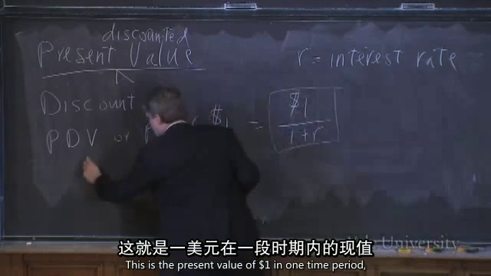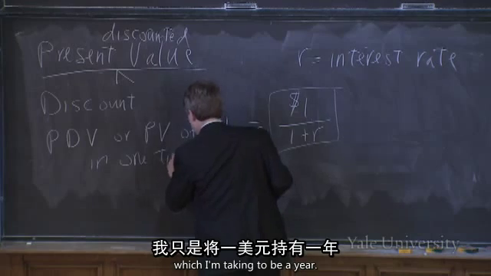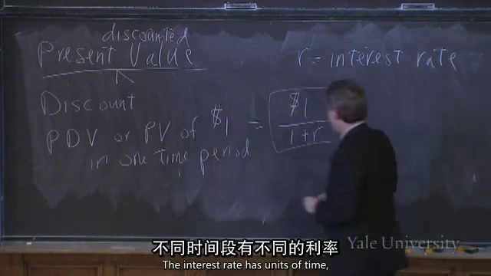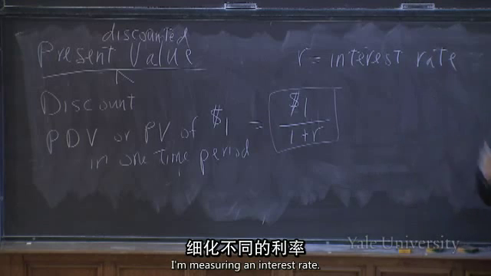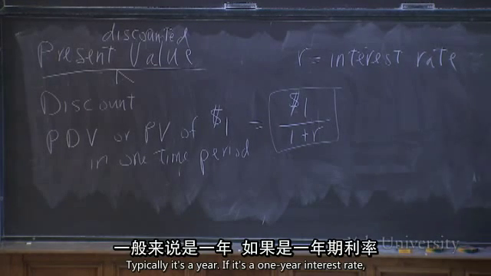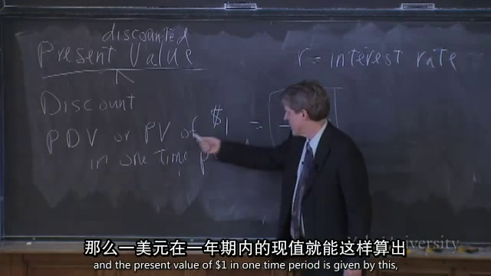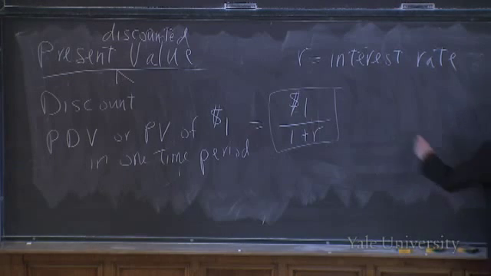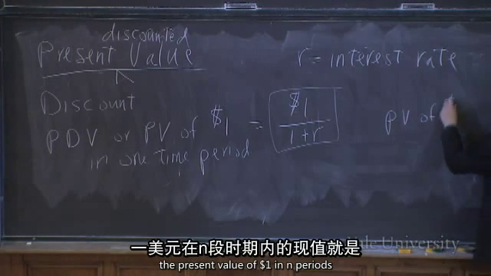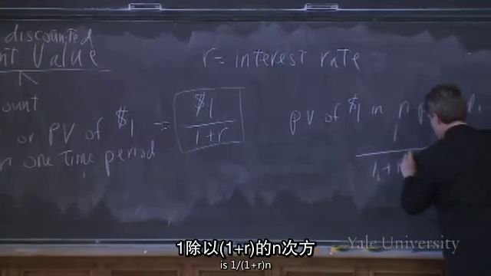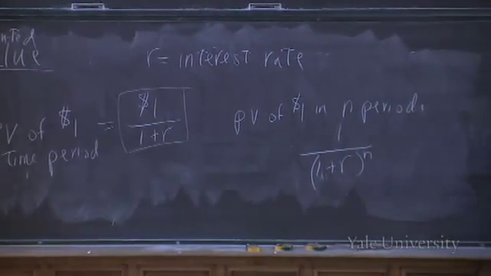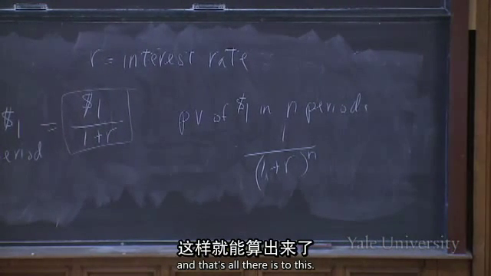This is the present value of $1 in one time period, which I'm taking to be a year, but it doesn't have to be a year. The interest rate has units of time, so I have to specify a time period over which I'm measuring an interest rate. So typically it's a year. So if it's a 1 year interest rate, and the time period is 1 year, the present value of $1 in one time period is given by this. The present value of $1 in n periods is 1 over 1 plus r to the nth power. That's all there is to this then.